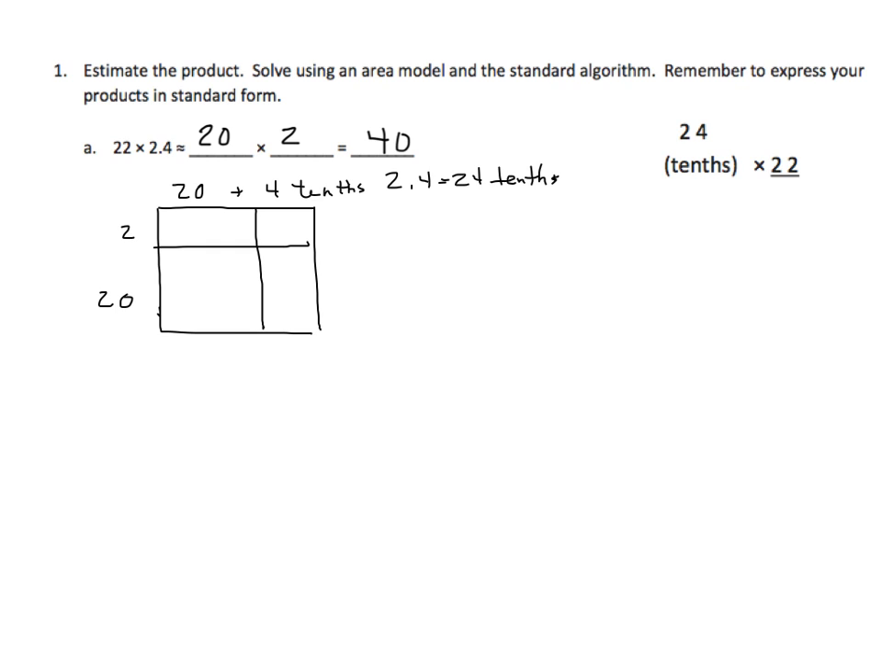So let's do our work here. We're going to start with the upper right-hand side, and we have 2 times 4 equals 8, and 2 times 20 equals 40. Now we'll go to the bottom row, starting with the right-hand side once again. 4 times 20 is 80, and 20 times 20 is 400. We'll find our partial products. We have 48, and remember, these are tenths. And we have 480.